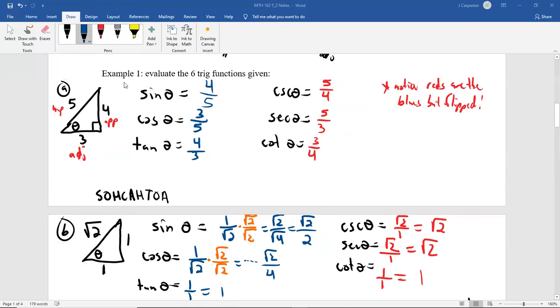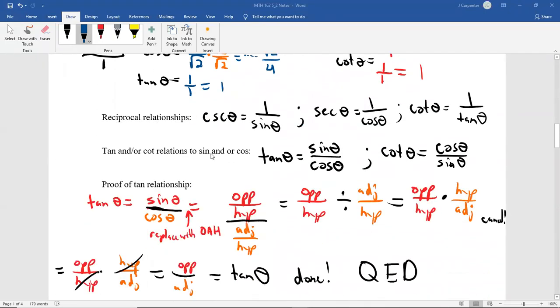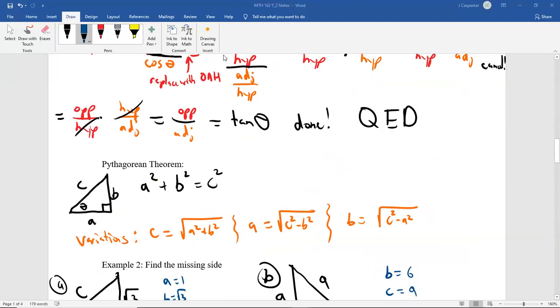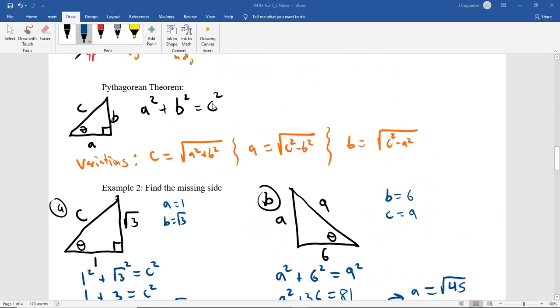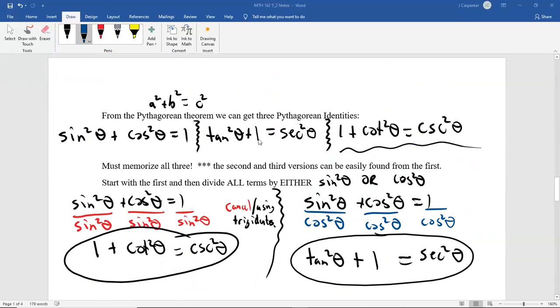We did examples with this. Then we introduced the Pythagorean Theorem and did examples with that. Our reciprocal identities, some proofs, Pythagorean Theorem, examples. Pythagorean identities, we said that these 2 came from the first one by doing the stuff we did in class with the red and the blue ink, dividing by sine squared or cosine squared. I said this is a very helpful technique. This is exactly what your teacher does in his head to get these 2 every single time, in fact.